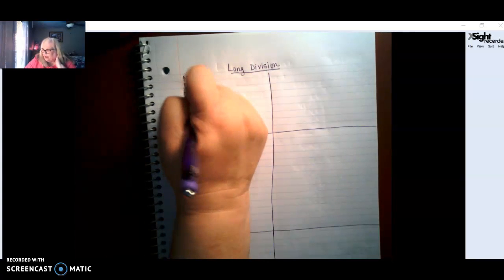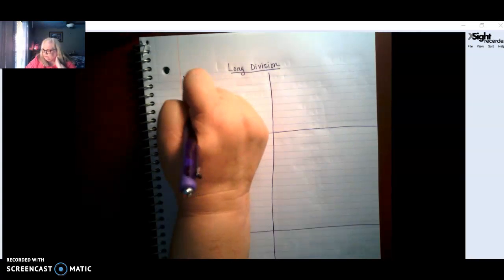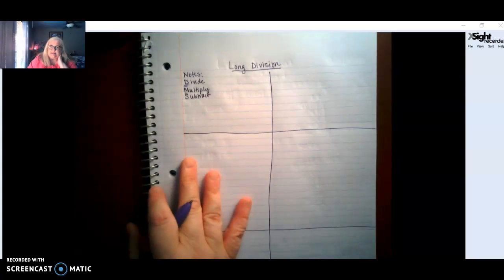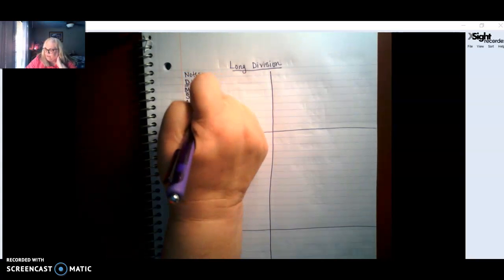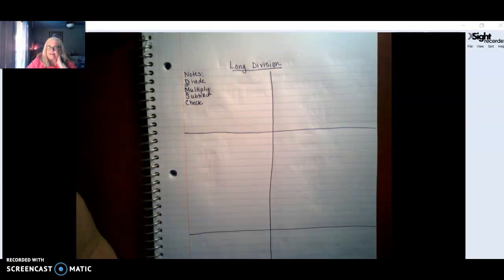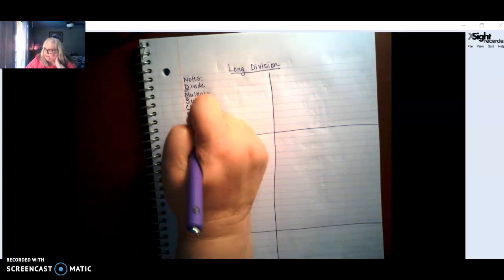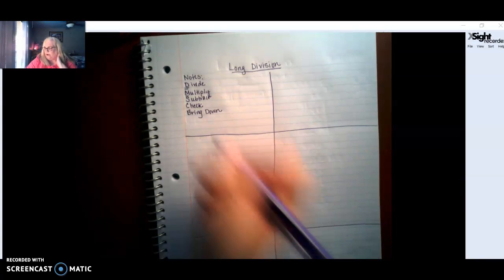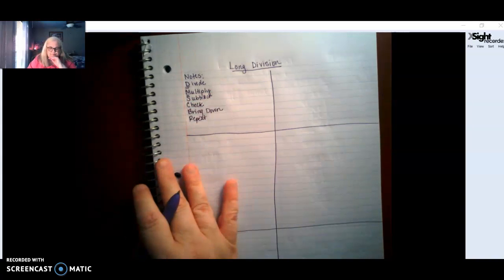McDonald's, multiply. Sell, subtract. Cheeseburgers, this is an extra step that I like, is check. This is where we need to check up top in our problem to see if there's another number that we need to bring down when we're doing long division. And then B for burgers is bring down. And then R is repeat. So we go back up and start the steps over again.